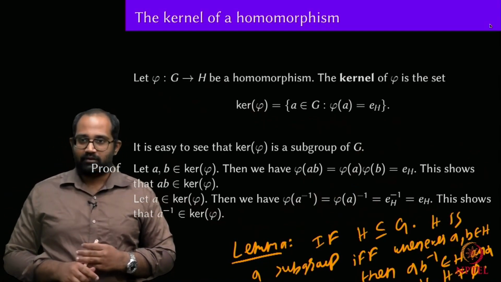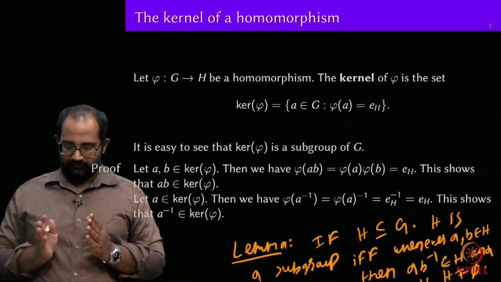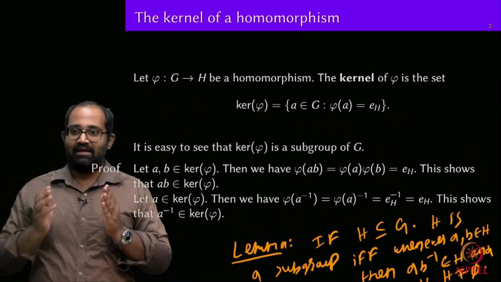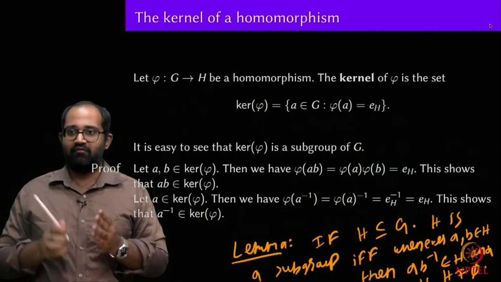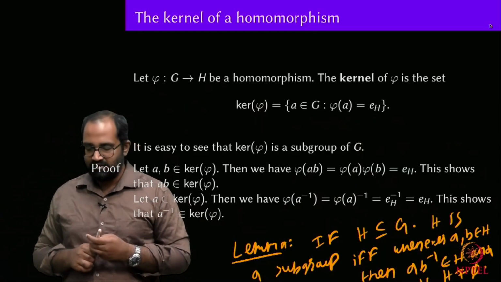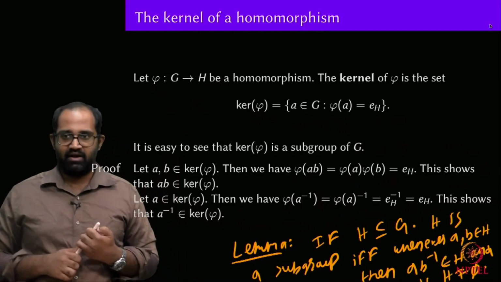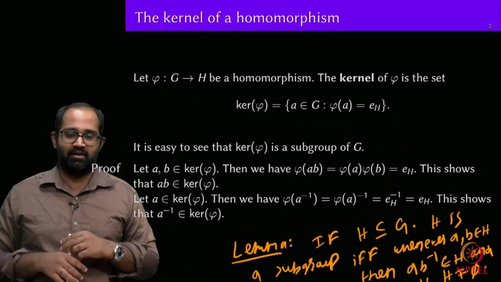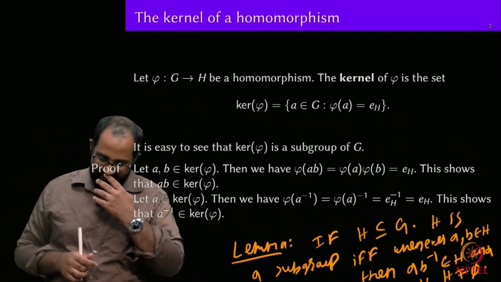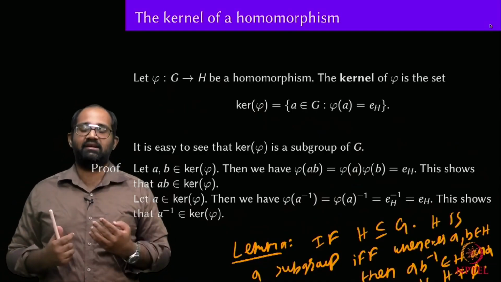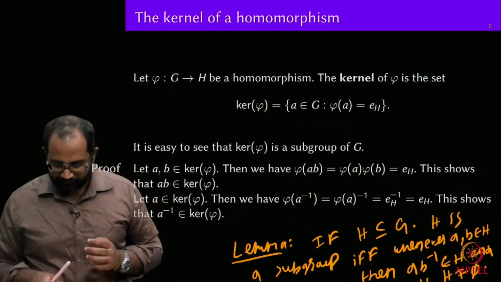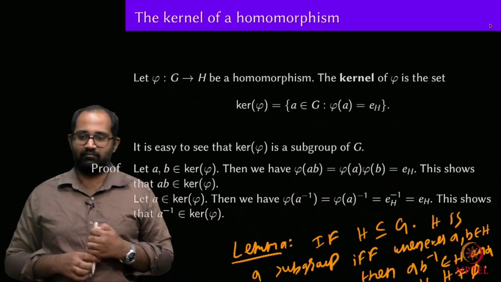So, if you have a subset, it is a subgroup if and only if whenever you have two elements A, B in H, then A B inverse is also there in H, and of course, we need H not to be empty, otherwise it is going to be a silly case. Empty set can never be a group. Okay. So, please check this lemma.